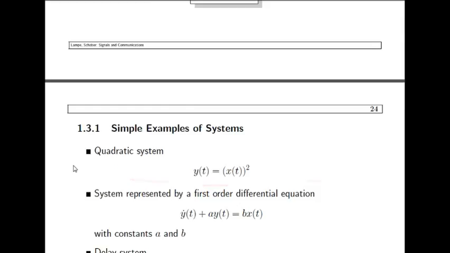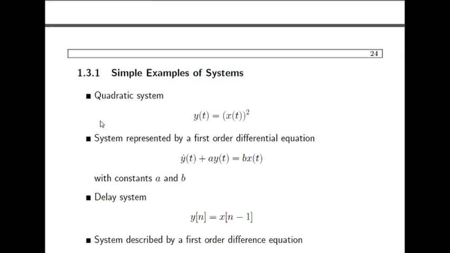Now I am going to tell you some examples of systems. One example is the quadratic system. In the quadratic system, if you pass x(t) as input, then your y(t) will become x(t) squared, as you can see here. For a system which is a first order differential equation, you input the signal x(t), and after processing the signal you get this equation, where y dot t is dy over dt.